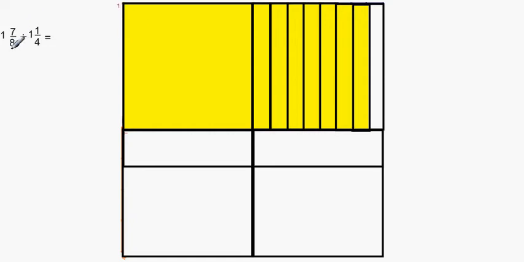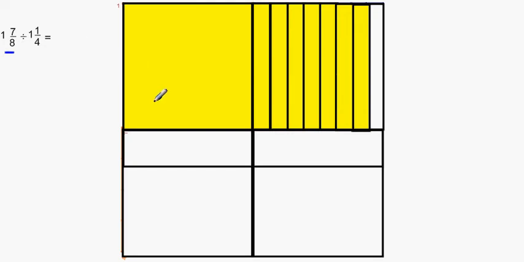I've got 1 7/8. So here's my 1 whole here, going across the top, left to right. I've got 1 and 1, 2, 3, 4, 5, 6, 7, 8. 7 of the 8, so 7/8. So I've got 1 7/8 shaded in. As I always start off, my first number I shade in downwards.